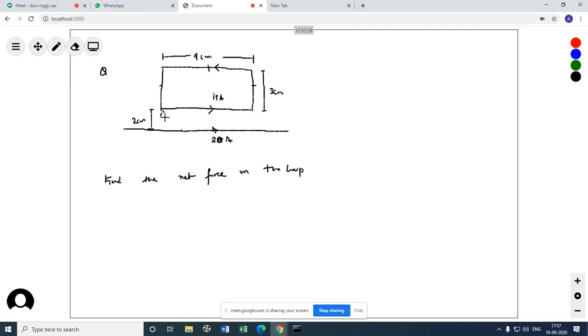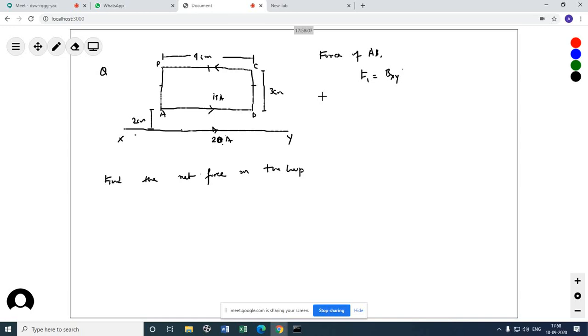So let me name this A, B, C, D. So force on AB will be what? Let me name it as F1. AB is in the magnetic field of this wire. Let me name this XY. So what is XY? How can we write this? We can write this as BIL, and write this as B of XY into I L.